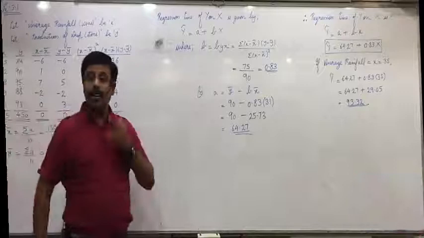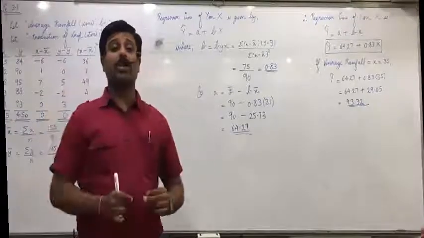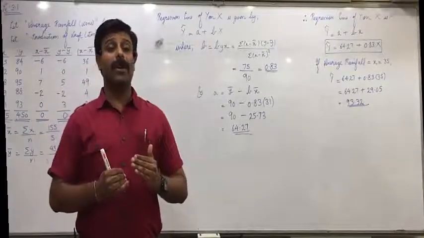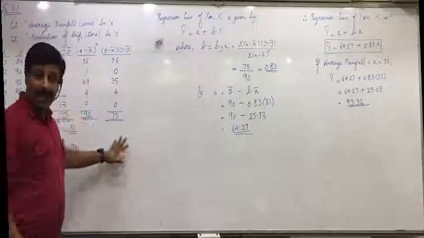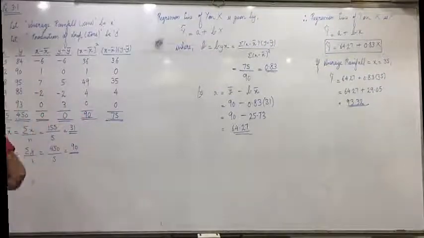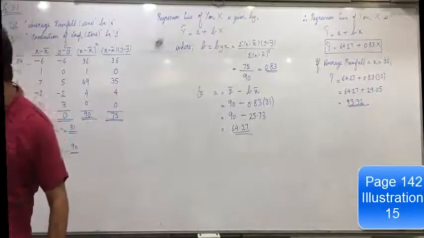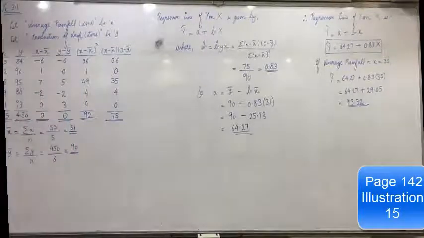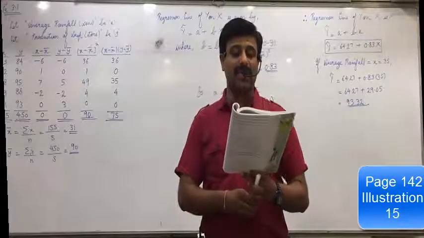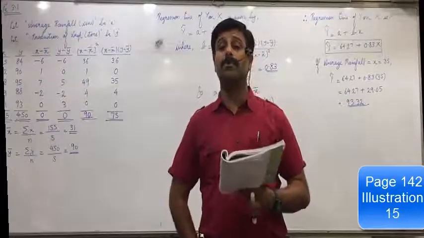Got it, everyone? Now one more question I'll do on the board, but a short question, like we did in correlation also, where values are directly given. After that, one long question and one short question you do on your own. Okay, so look at illustration 15, page 142.